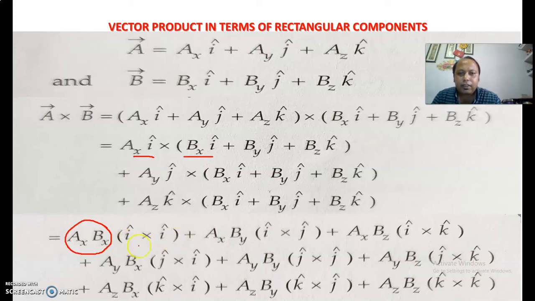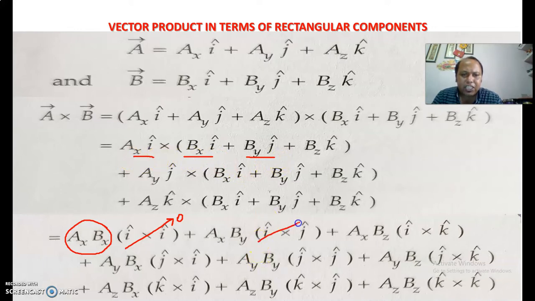Now we know that the value of i cap cross i cap is 0. We have already discussed it. Since the two vectors are in the same direction, the angle between them is 0. So i cap cross i cap will be 1 into sine 0 n cap. Sine 0 is 0, so this gives a null vector. The next term will be ax i cap multiplied with by j cap, so ax by i cap cross j cap.